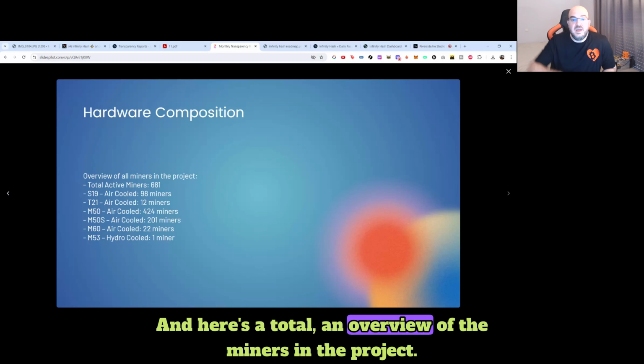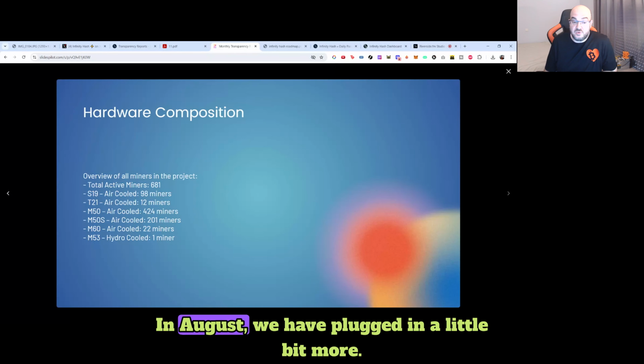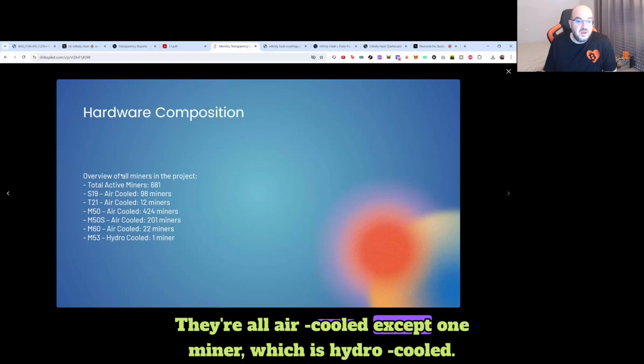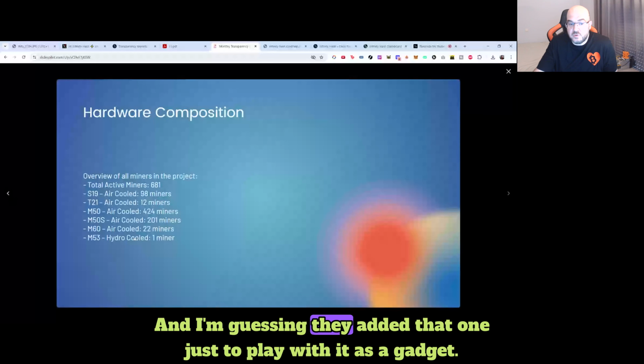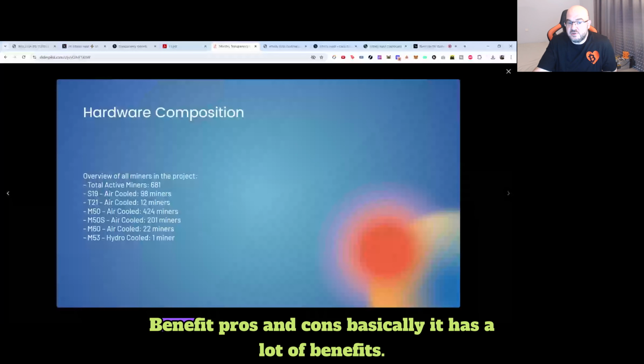Okay, and here's an overview of the miners in the project. The total active miners are 681. That's in July. In August, we plugged in a little bit more. They're all air-cooled except one miner, which is hydro-cooled. And I'm guessing they added that one just to play with it as a gadget. I'm not sure if the farm is going to transition to hydro-cooled. It has pros and cons.